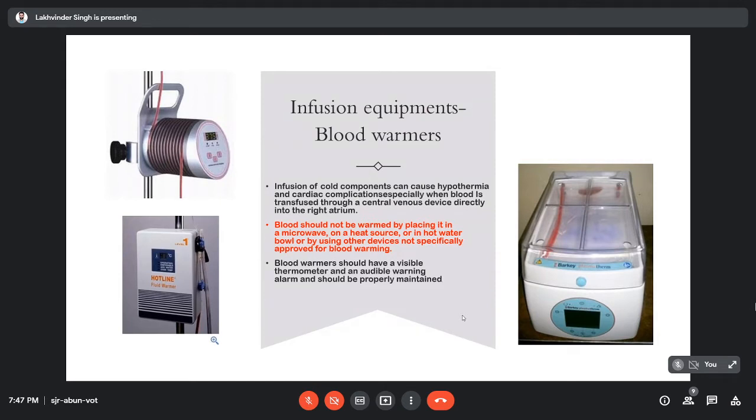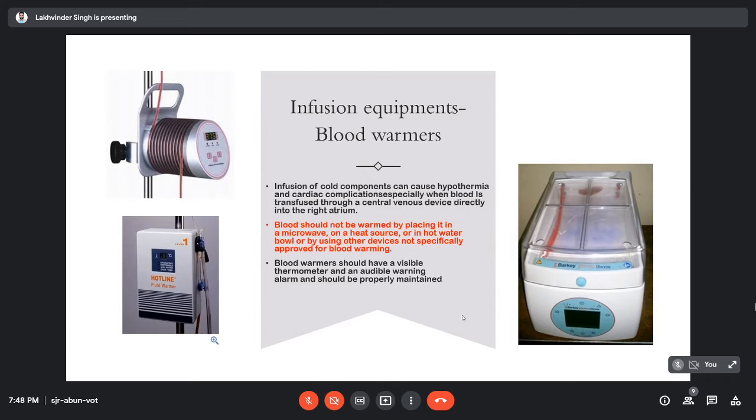And the second important thing is a wrong practice that is sometimes followed: blood should not be warmed by placing it in a microwave or on a heat source. Sometimes the blood is kept under hot water taps. That is a wrong practice. Do not keep the blood in hot water bowls, because the storage temperature for red cells is 4 to 6 degrees Celsius, and up to 37 degrees Celsius you can thaw your red cells. After 45 degrees Celsius, the red cells begin to lyse.